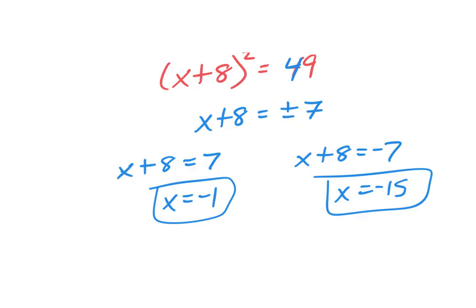If I plugged in negative 1, negative 1 plus 8 would be 7. 7 squared is 49, okay? You don't have to really show work, but then you at least know that it does work. If I plug in negative 15, negative 15 plus 8 would be negative 7. Negative 7 squared is 49. Both of them work. Okay? So in this case, they're both negative. You might get a situation where you have one positive and one negative. Maybe they're both positive. Just kind of depends on the numbers that you have and the problem.